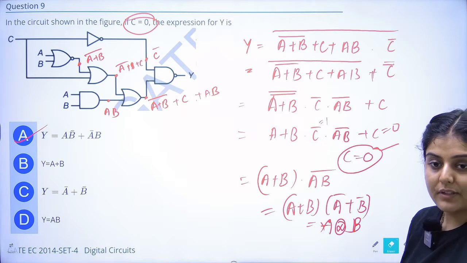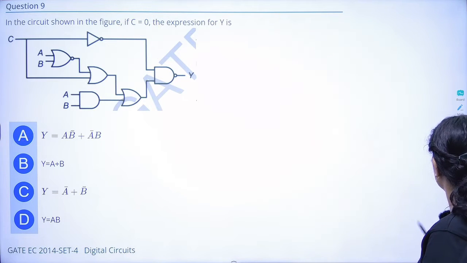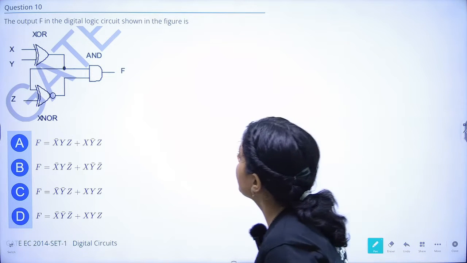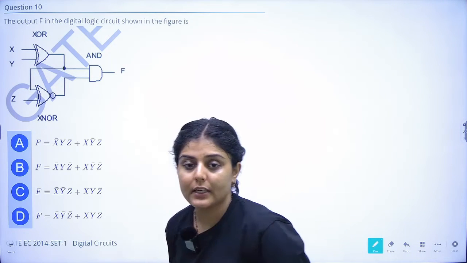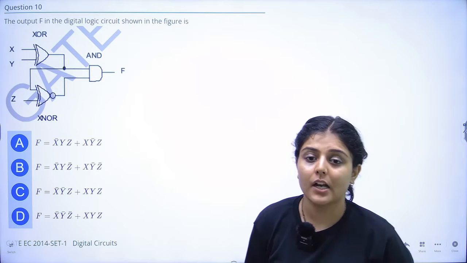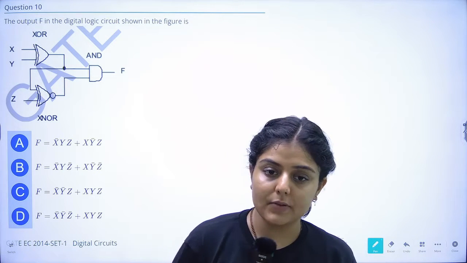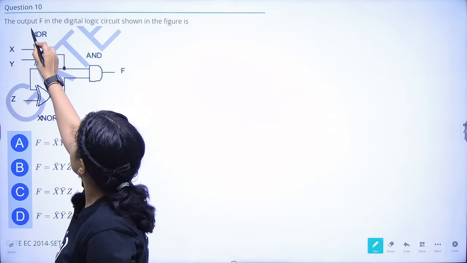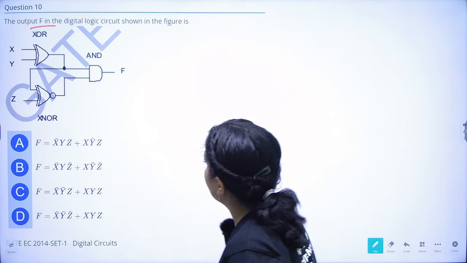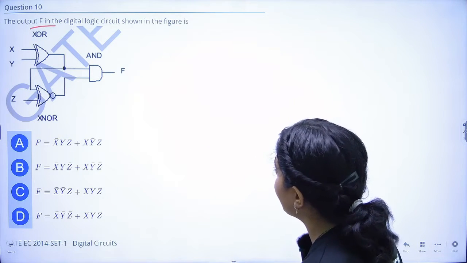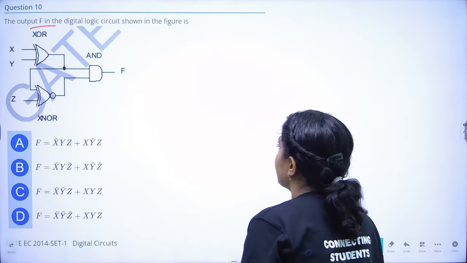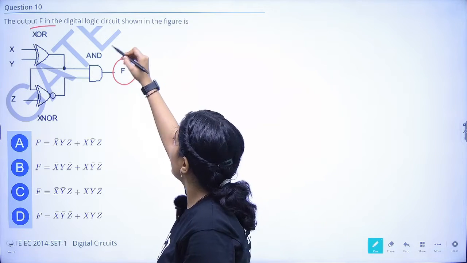Okay, moving on to the next question. The next question is again a similar kind of question. In this question, 3 gates are given and you are asked to find the final output F. An XOR gate is given, an XNOR gate is given, and finally an AND gate is given, and they are asking you to find this value F.